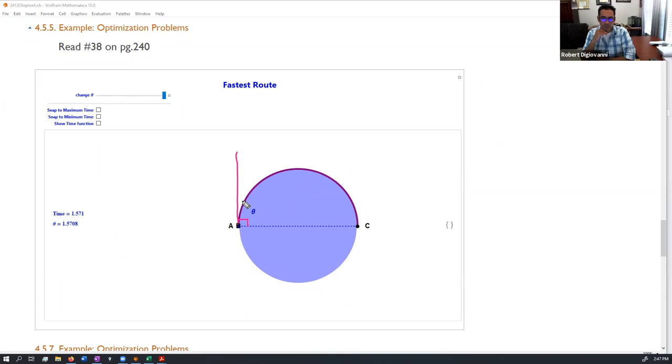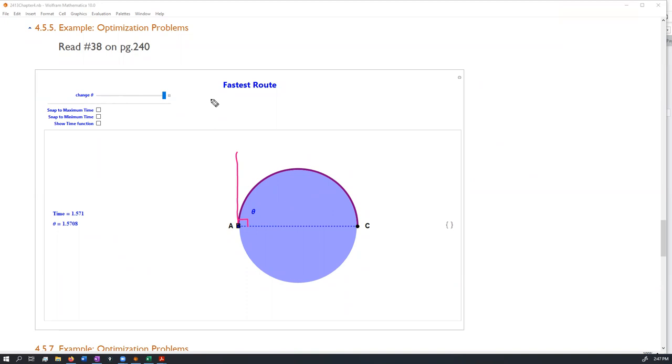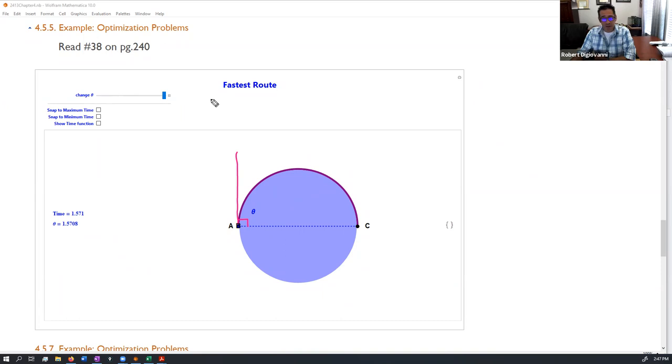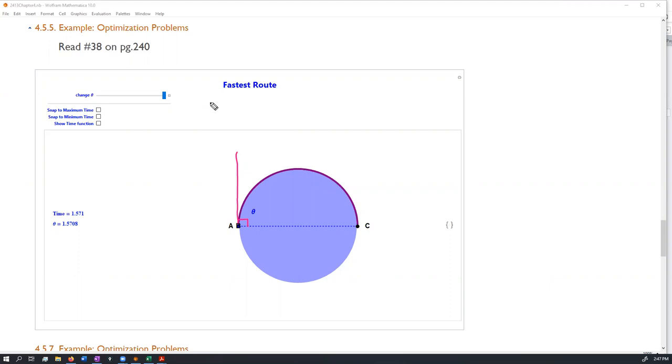Walk the whole way. If she gets on that boat, it's going to take her longer. Yeah. So just walk. There's no combination in between.